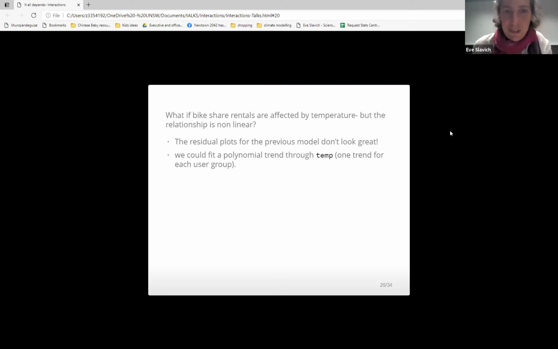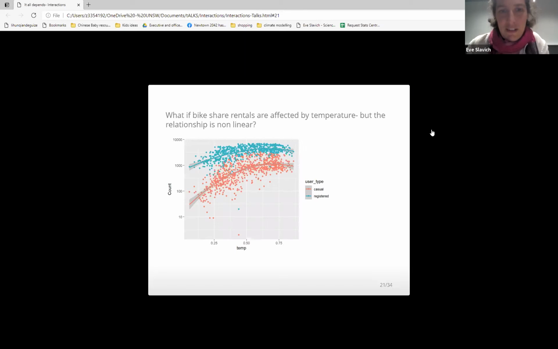So the residual plots from the previous model didn't look great. I didn't show them to you, but there was a bit of a trend in them. So the linear relationship might not have been appropriate. So we could fit a polynomial trend through temperature with one trend for each user group. So that might look something like this, where you've got a curvy relationship with temperature, and it's a different curvy relationship for each user group.